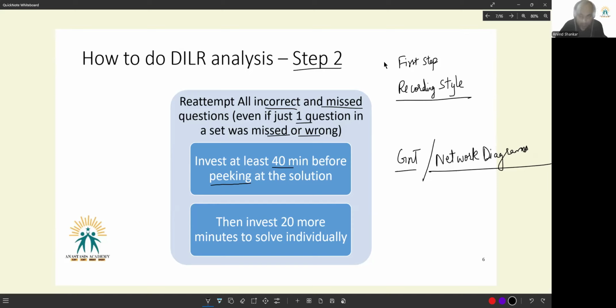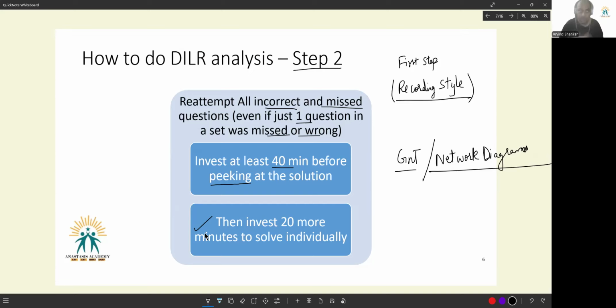So just peek at the solution. What is the first step, how they are starting it, or what is the recording style, how they are doing it. Once you take that peek, then come back, invest 20 more minutes. Because only those solutions that you come up with yourself, only those solutions that you manage to generate yourselves are the ones that are going to be useful for you.